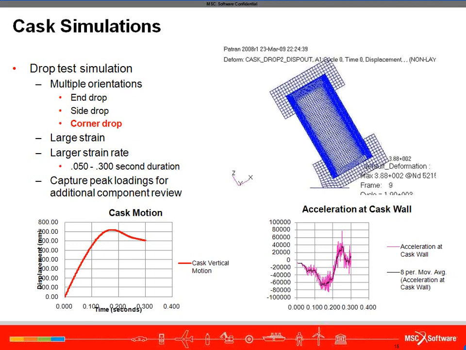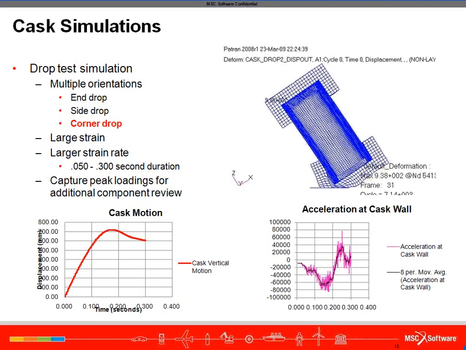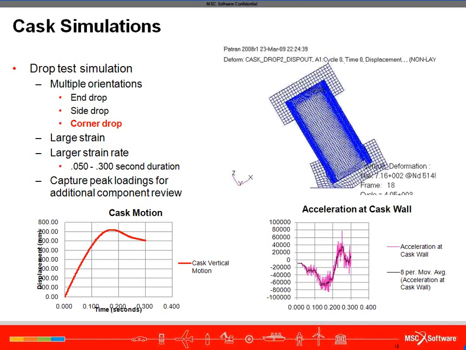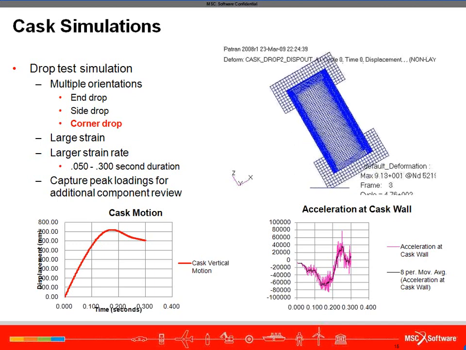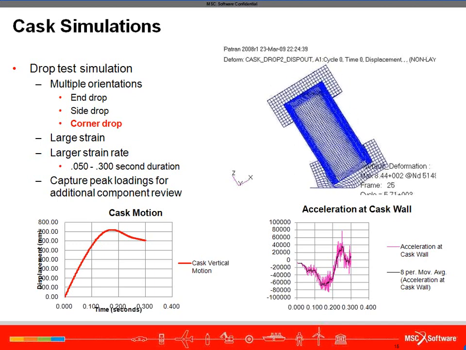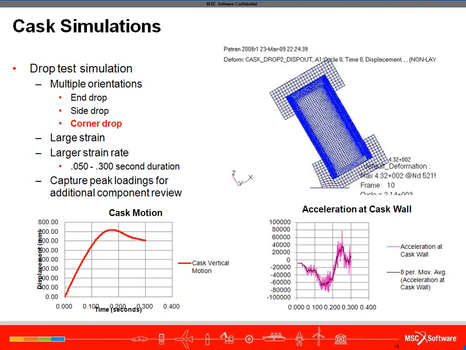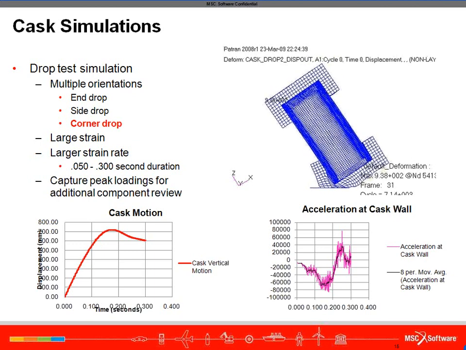This makes it a perfect fit for these cask drop simulations in that it can easily handle the highly nonlinear nature of the strain and strain rate dependencies of the various materials involved, and the numerous contacts or potential contacts between all the different components.